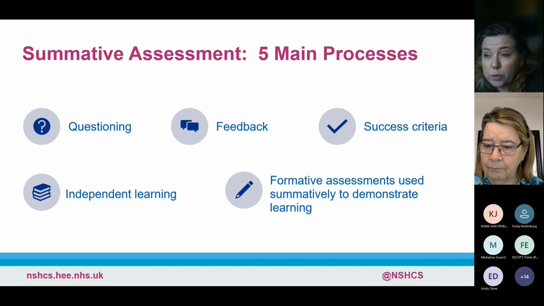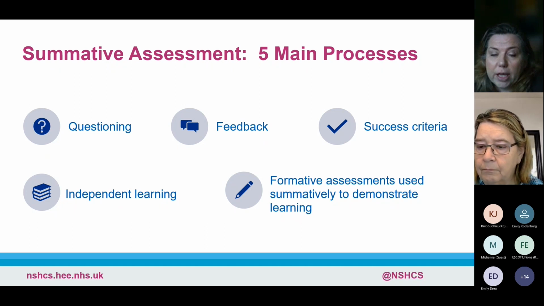The work that the trainees produce is itself a part of demonstrating something, but it's that independent learning as well. And then finally, there is an element of formative assessments that are being used in a summative way.